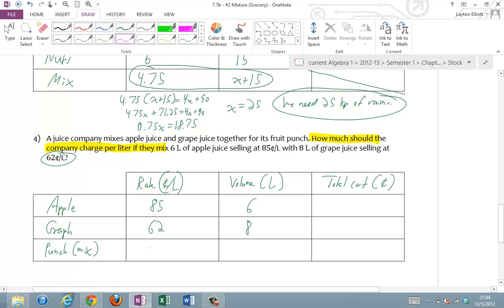So that's going to be a variable. Call it x. Then the rest of this I can fill in. 8 plus 6 is 14. That's the total volume of that mix. 6 times 85 is 510. 8 times 62 is 496.